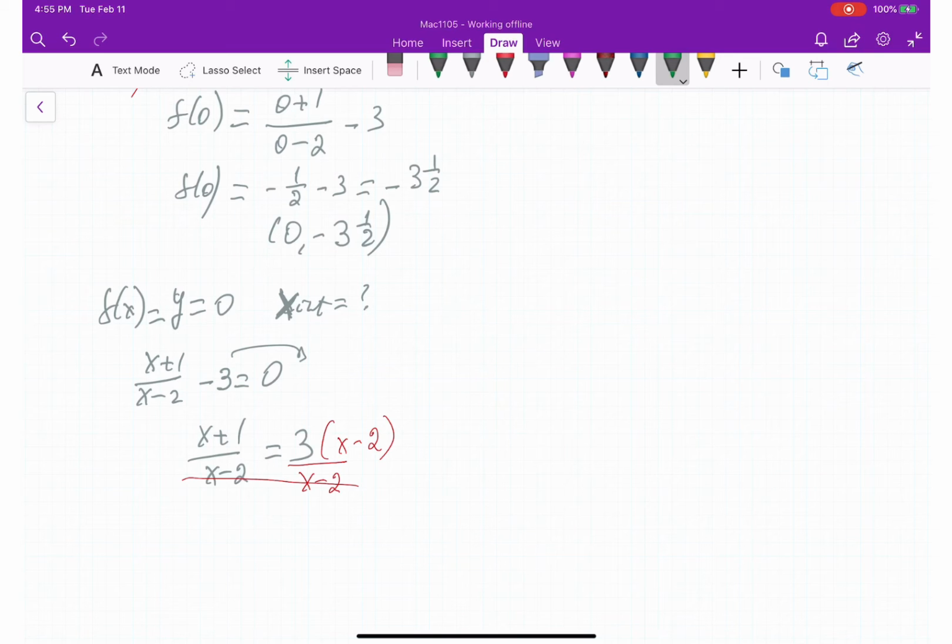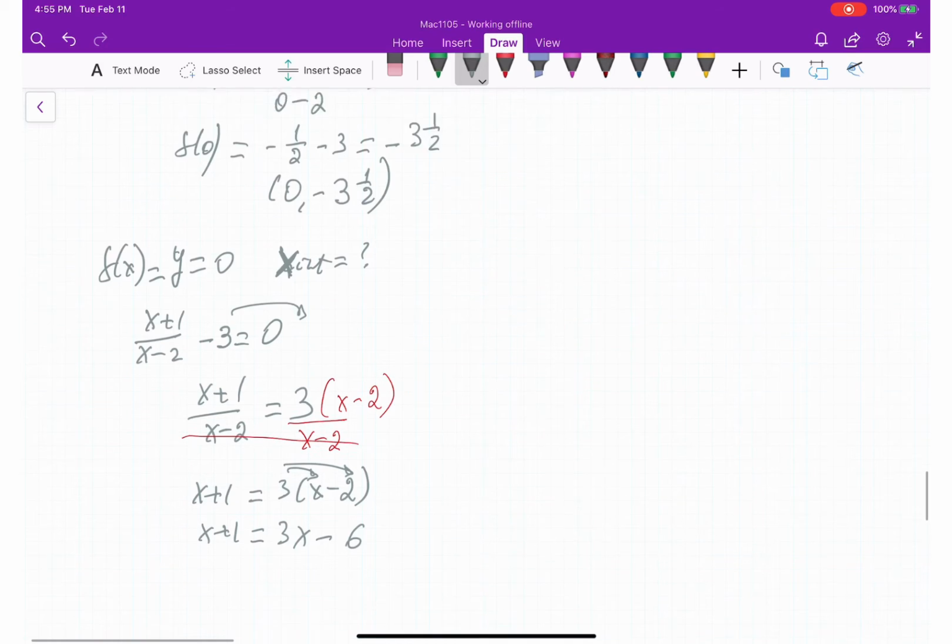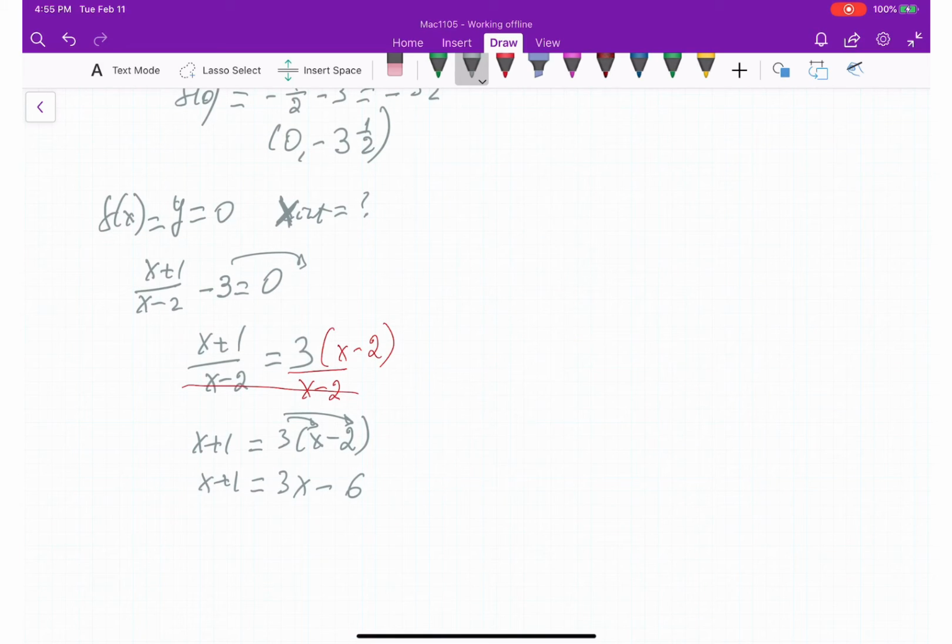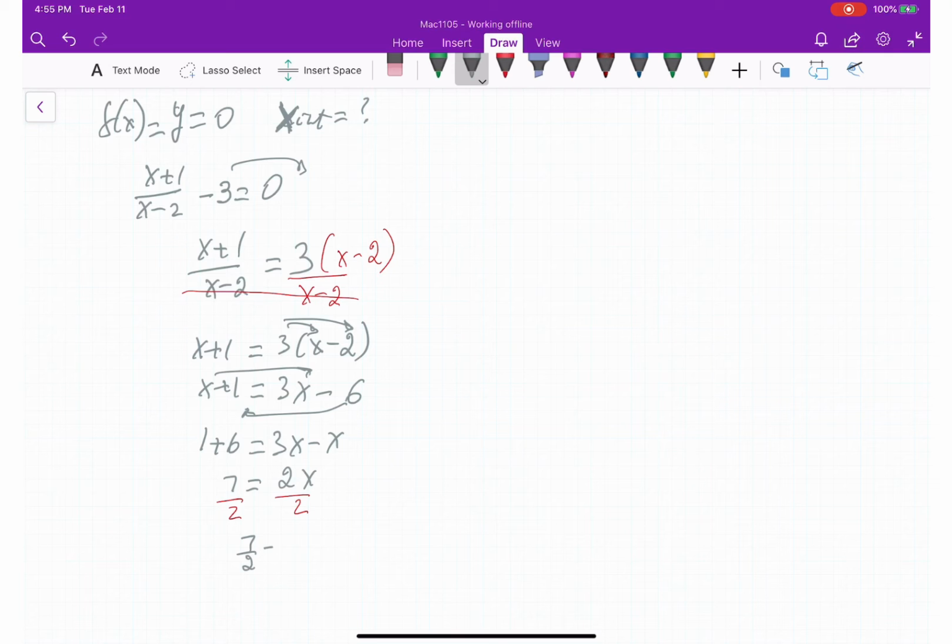So from here we have x plus 1 equal to 3 times x minus 2. So that will be x plus 1 is equal to 3x minus 6. So from here, 1 plus 6, I'm moving 6 here, and x I'm moving here. So that will be 3x minus x. 7 is equal to 2x. And we divide by 2, and we get 7 over 2 is equal to x. Which means our x-intercept is going to be 7 over 2, comma 0.